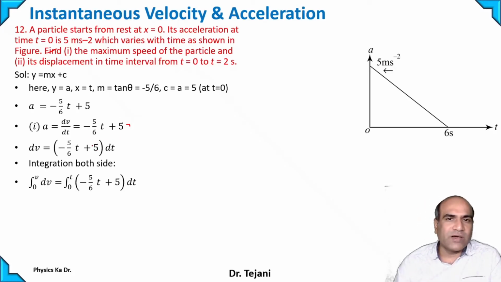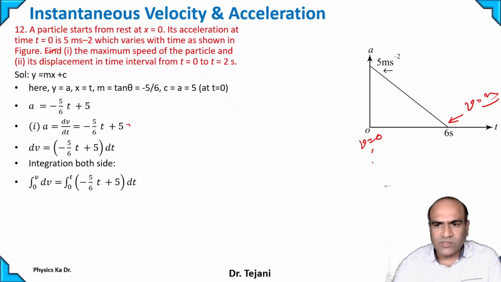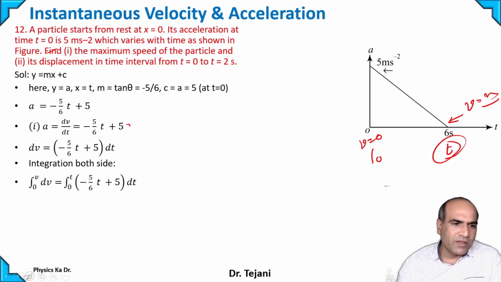Integrating both the sides, velocity starts from 0 and reaches velocity v. Starting velocity is equal to 0, and it is crossing some maximum velocity. Time t starts from 0 and reaches some time t, or you can write 6 also, but we can get the generalized equation from this.